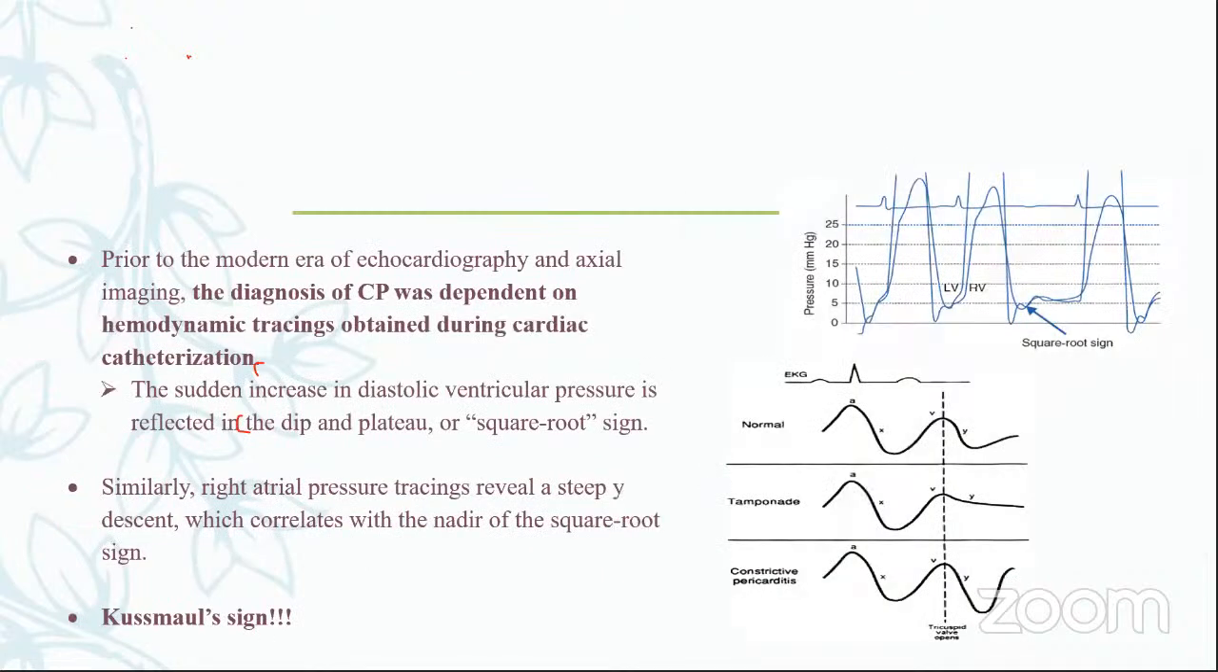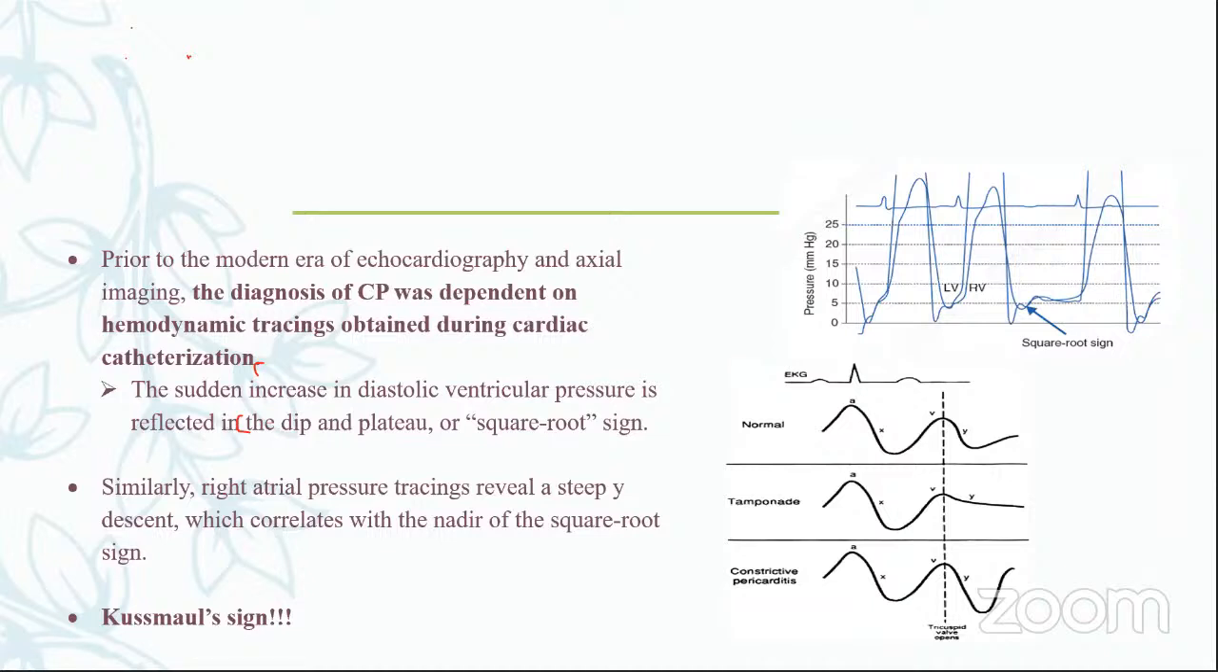Prior to the modern era of echo and axial imaging, the diagnosis of constrictive pericarditis depended on the hemodynamic tracing obtained during cardiac cath. We can see a sudden increase in the diastolic ventricular pressure in the right-sided tracing in the cath lab, and this is called the dip and plateau or square root sign. Also, in the right atrial pressure tracing, we can see a steep Y descent, and the pathophysiology of this I explained before.